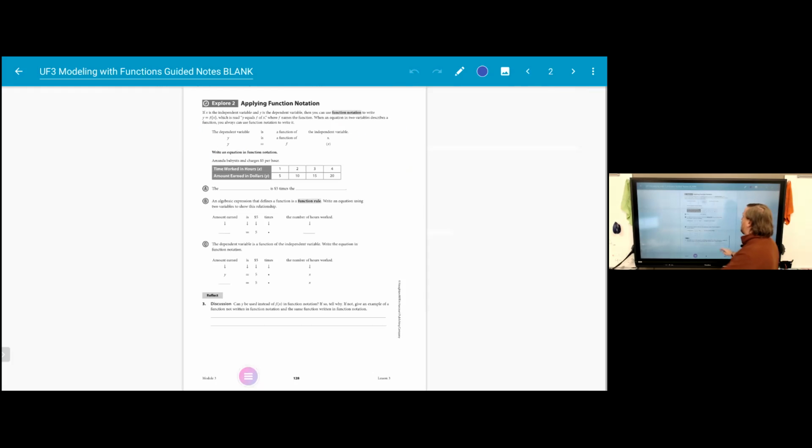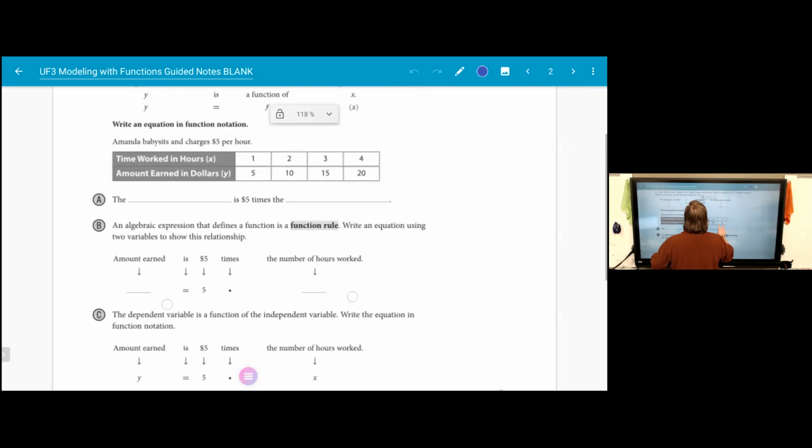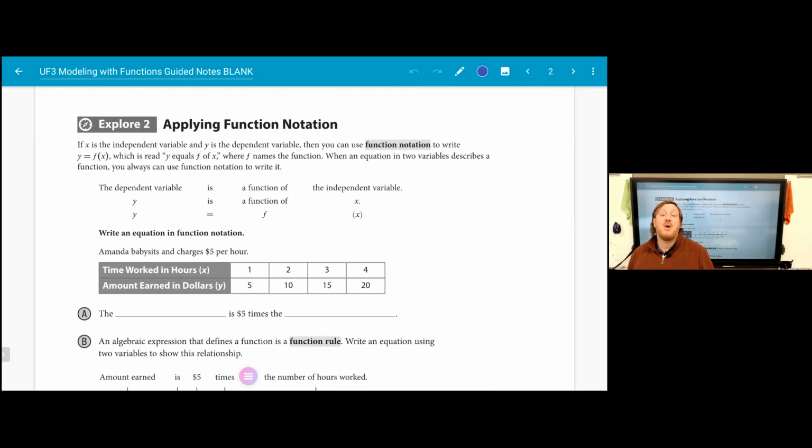Next page. Applying function notation. Here we go. We're getting to this business now. Function notation. This is your f of x. y is a function of x. y equals f of x. If x is the independent variable, like we've just talked about, and y is the dependent variable, we can use function notation, which you can use to write y equals f of x.